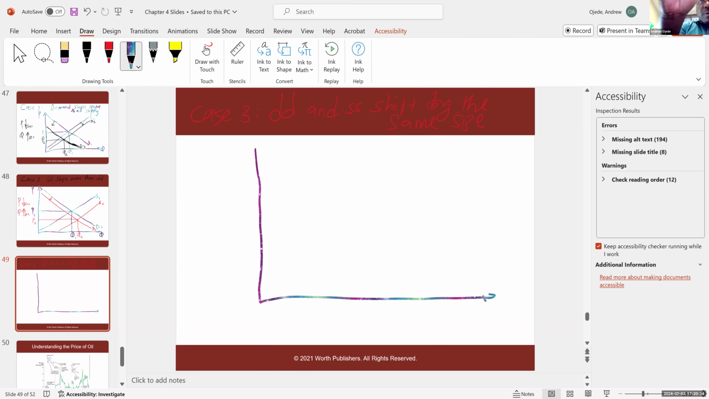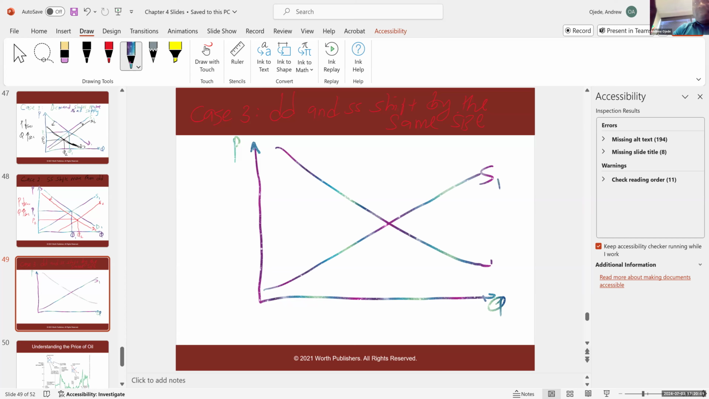I want to see what happened to equilibrium price in this case. So you get P and equilibrium quantity. Here's my initial supply curve S1. Here's my initial demand curve D1 before anything changed. This is my initial equilibrium Q1 and initial equilibrium price P1. Now, in this case, we are saying that what? The shift of the supply curve and the shift of the demand curve are the same. But we know the supply curve shifts to the what? Shifts to the right. Like that. S2.